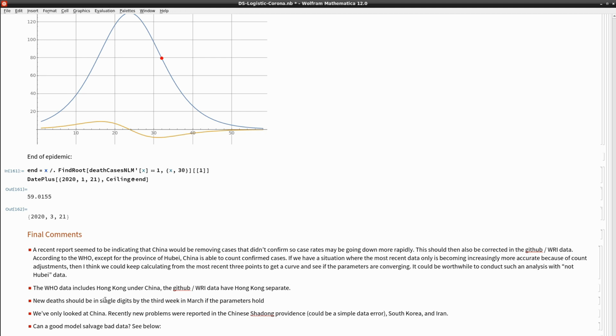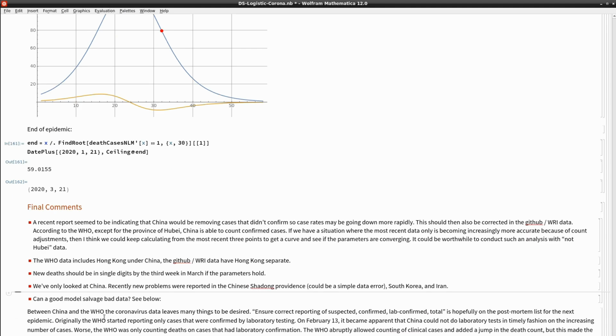New deaths should be in single digit by the 3rd week of March if these parameters hold. I believe this is what is going to happen. This is what my model predicts. Next, I have to emphasize we only looked at China, but this is only part of the story worldwide. Recently, there were new problems reported in the Chinese Shandong province, and I think that could be as simple as a data error, but also in South Korea and Iran.